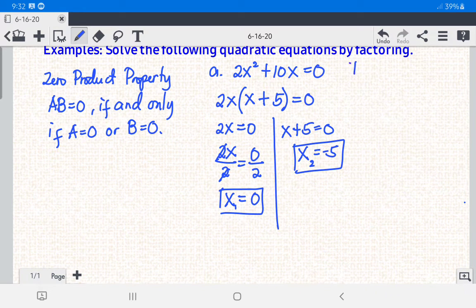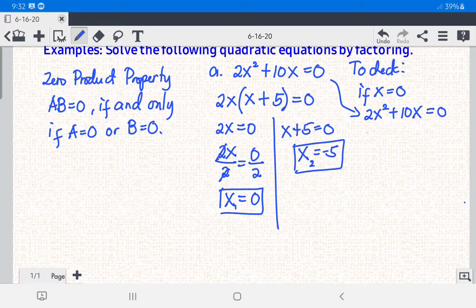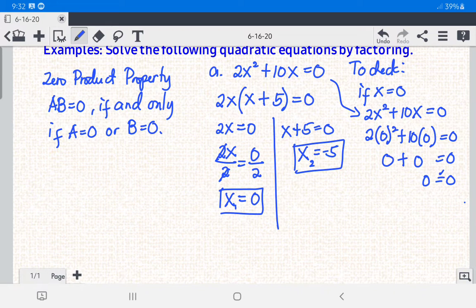So, if x is equal to 0, using the original equation, we have 2x squared plus 10x equals 0. We have 2 times the value of x, 0, squared plus 10 times 0 equals 0. Then, 0 squared, that is 0, times 2, we have 0. Then plus 10 times 0, of course, that is 0. So, we have a true statement.